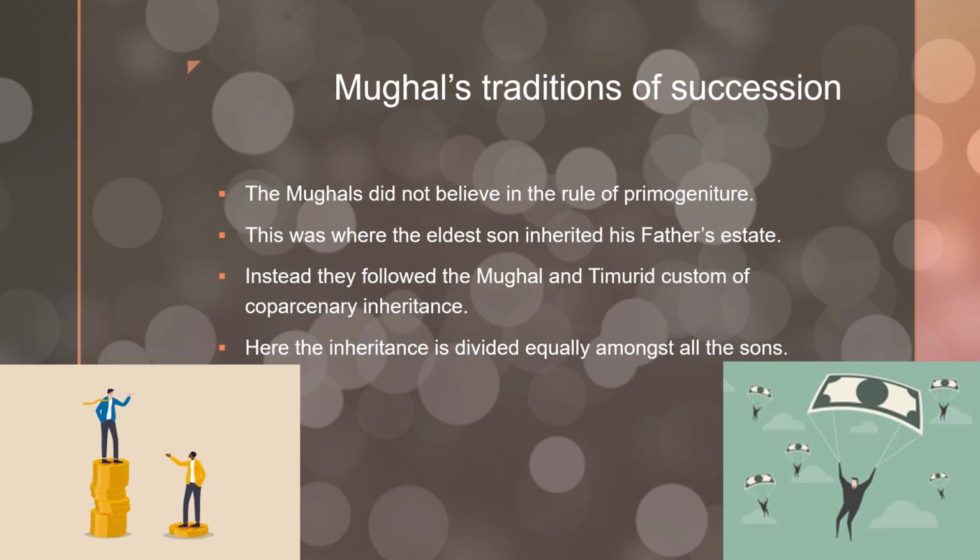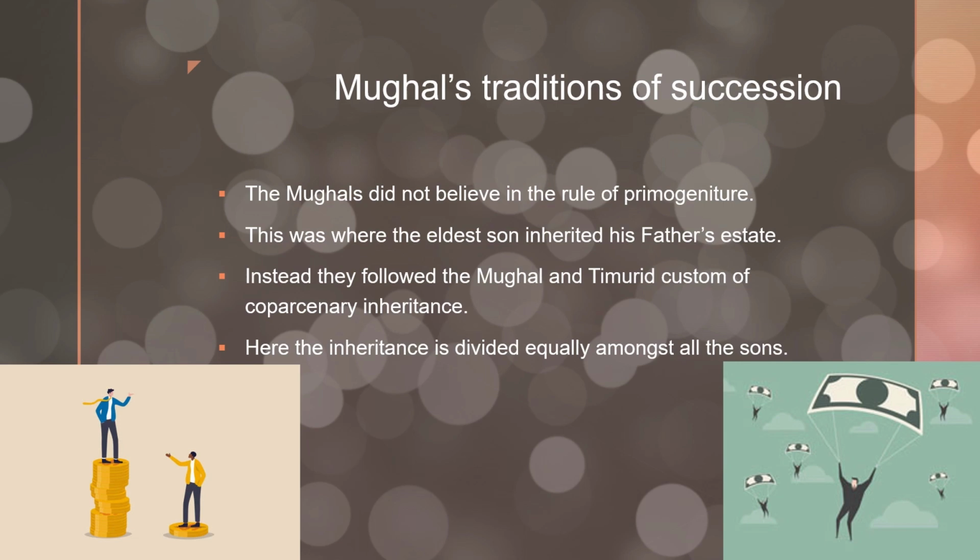The Mughals' traditions of succession. The Mughals did not believe in the rule of primogeniture. This was where the eldest son inherited the father's estate. Instead, they followed the Mughal and Timurid custom of compulsory inheritance. Here, the inheritance is divided equally amongst all the sons.